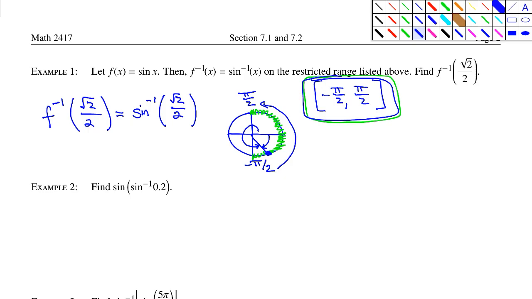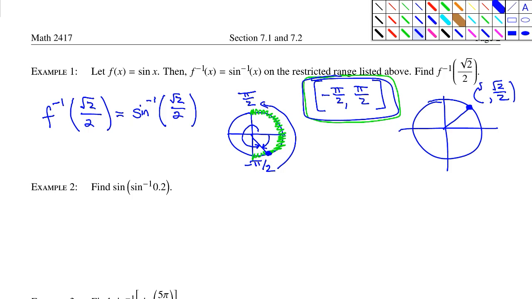So let's take a look. For this particular answer, we're looking at where the sine is equal to root 2 over 2. Well, we know the point on the unit circle has a y value of root 2 over 2, and that this angle is pi over 4. So the inverse sine of root 2 over 2 is pi over 4.